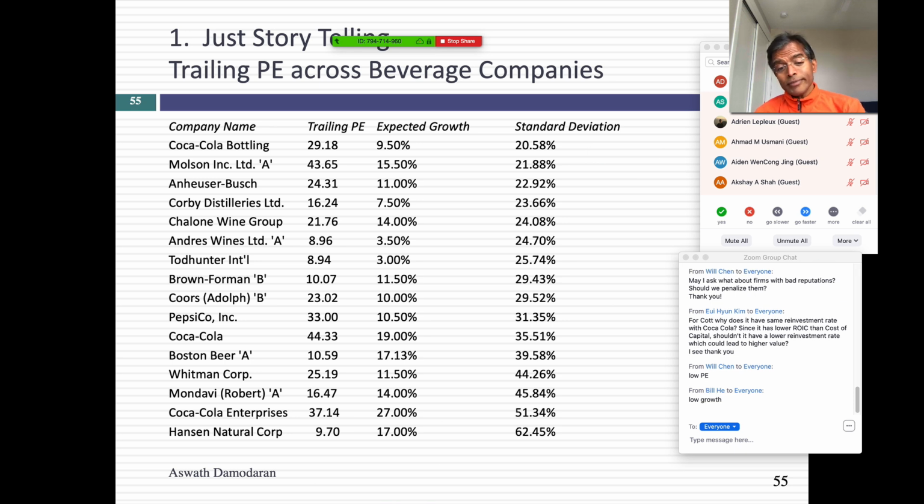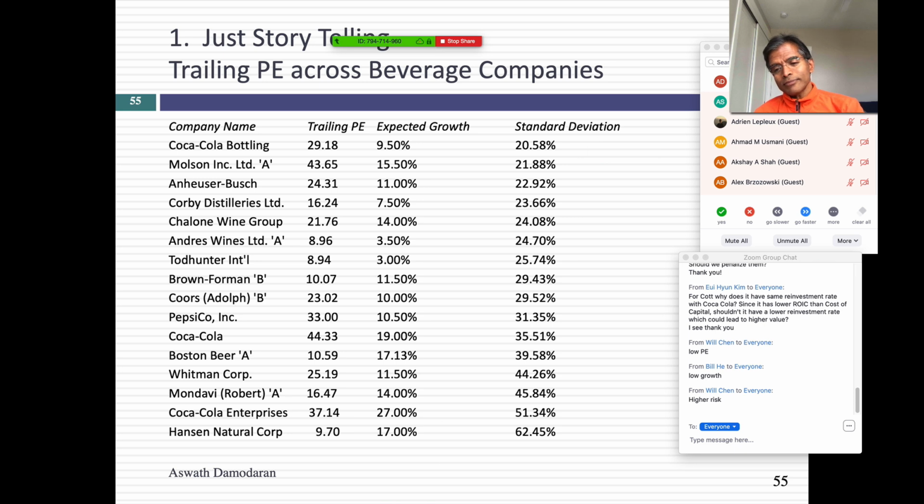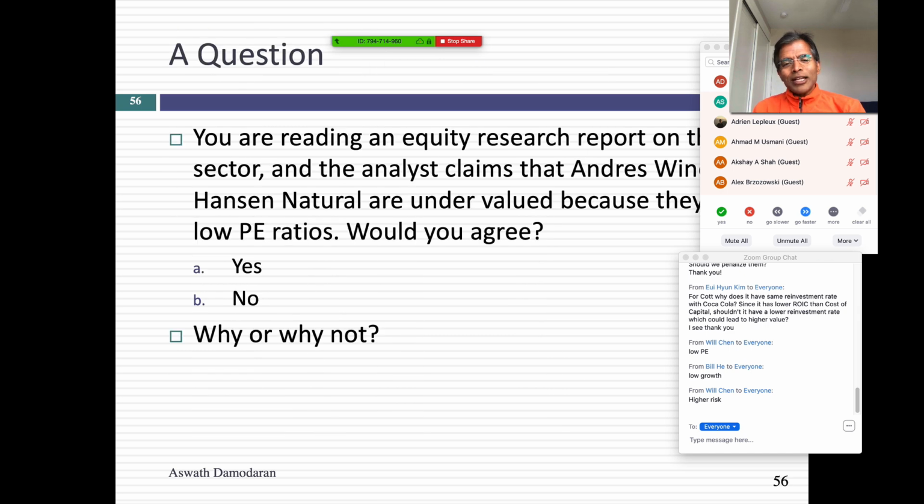Low growth, right? And Hanson Natural looks good, right? It's got a 17% growth. But there, what's my concern? High risk. Yes. You guys have it. That's exactly what pricing is. And the problem is if I just leave it there, you're going to say, what next?